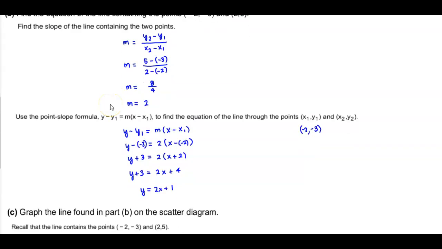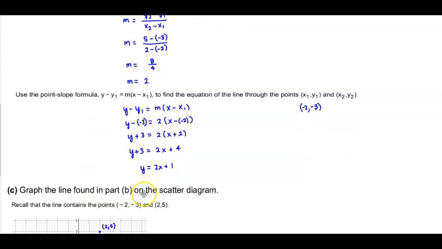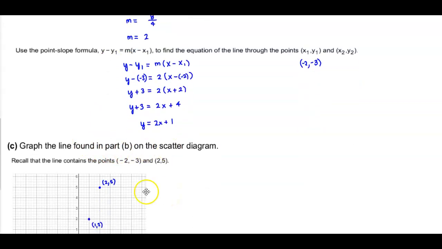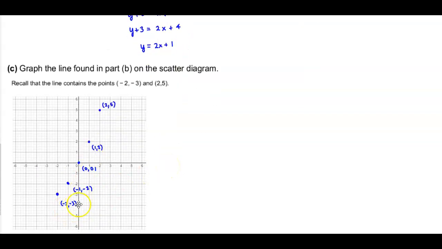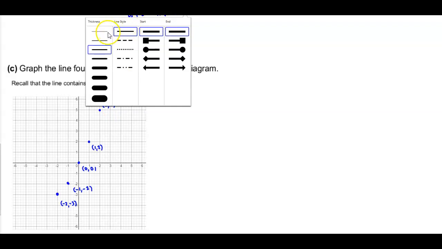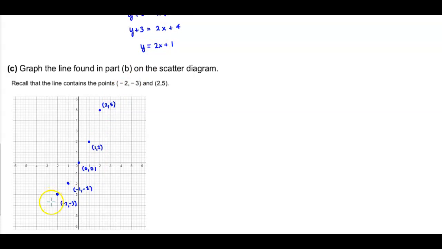Okay, now in part C it says, graph the line found in part B on the scatter diagram. Well, recall that the line contains the points negative 2, negative 3, and 2, 5. So we have negative 2, negative 3, and 2, 5. So basically what we can do by hand is just draw a line that's going to connect those two points.